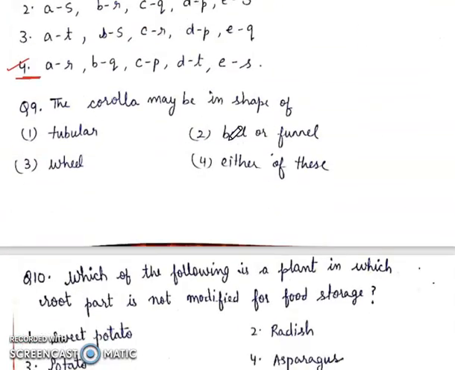Question 9. Corolla may be in shape of tubular, bell or funnel, third wheel, fourth either of these. Answer will be either of these. Corolla or petals can have any of these shapes.